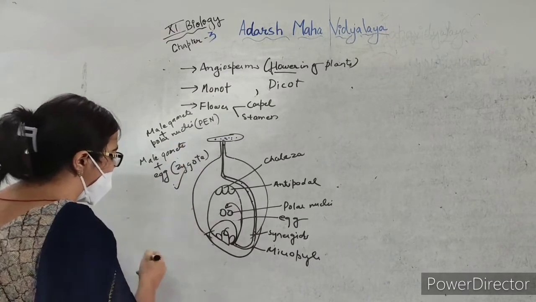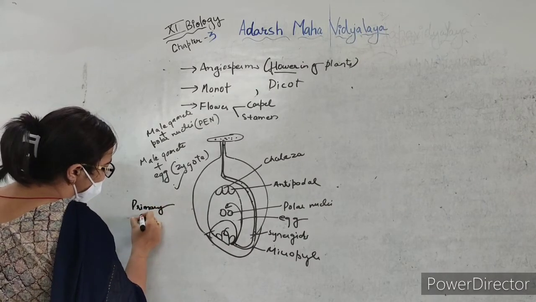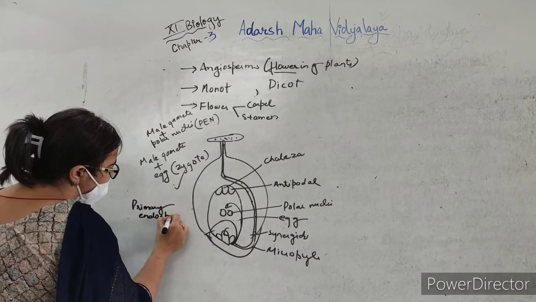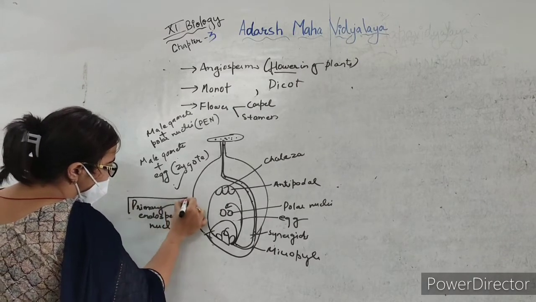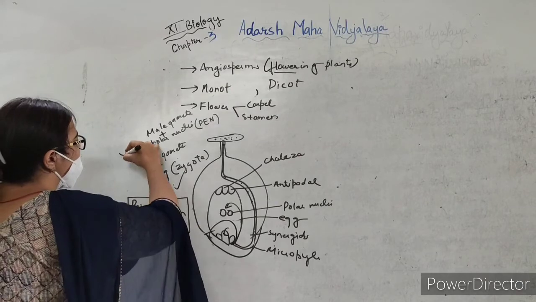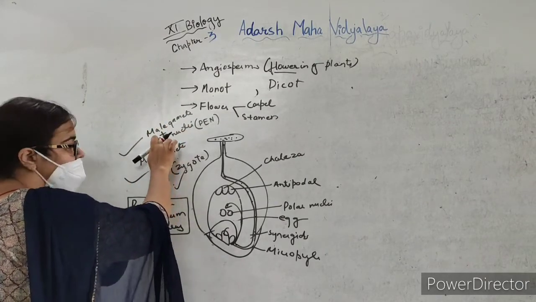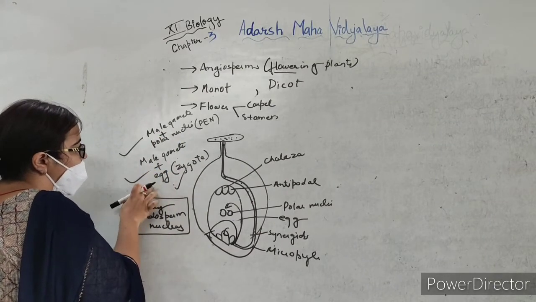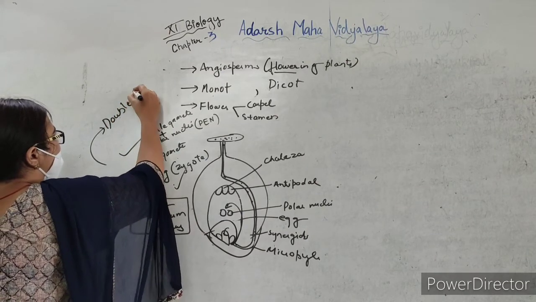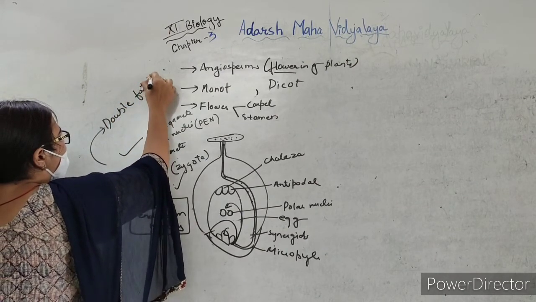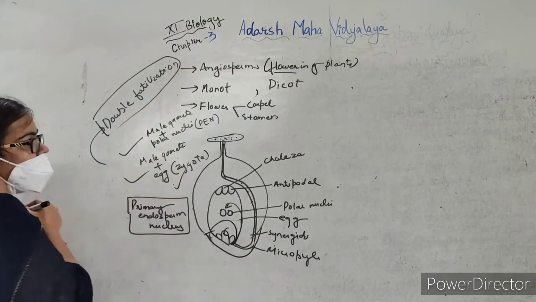So PEN will be formed. PEN is nothing but primary endosperm nucleus. Now you saw two types of fertilizations. One was a male gamete combining with the polar nuclei, and the other male gamete combining with the egg. So it is also called double fertilization. This is called double fertilization.